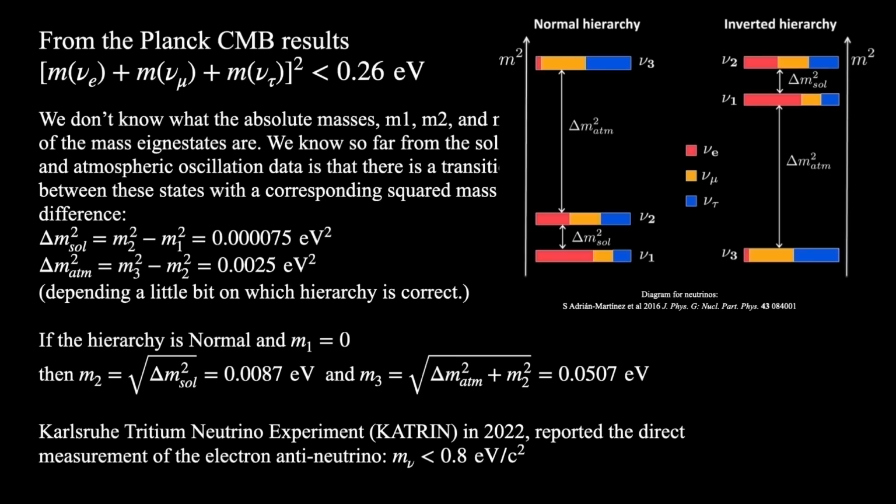Actually getting this mass is an active area of research with the Karlsruhe Tritium Neutrino experiment. This has the wonderful acronym of KATRIN. This experiment is trying to directly measure electron-neutrino mass. In 2022, they reported a direct measurement of the electron antineutrino as just a little bit less than 0.8 electron volts per c squared. So neutrinos are not massless, but it's still possible that one of the mass states is massless. Neutrinos are really interesting.